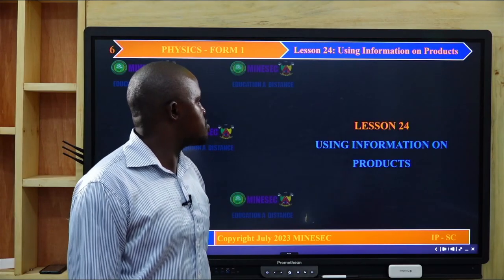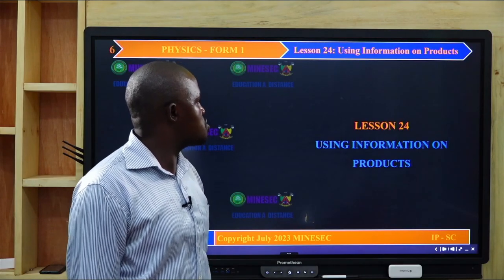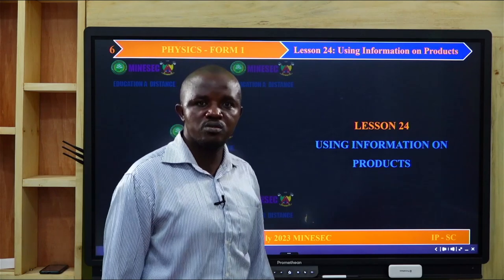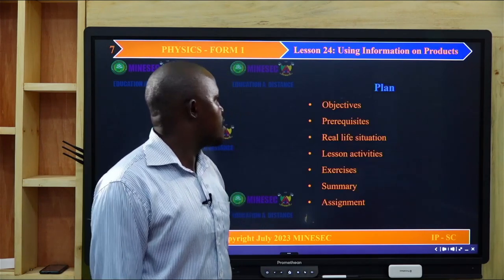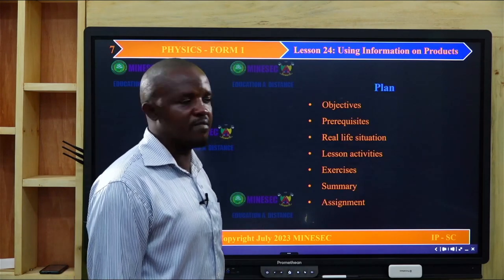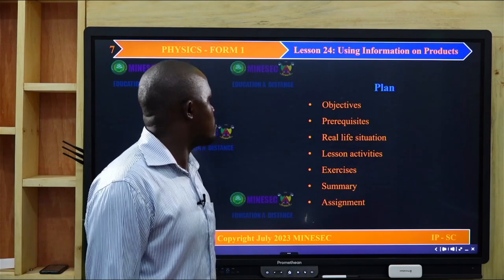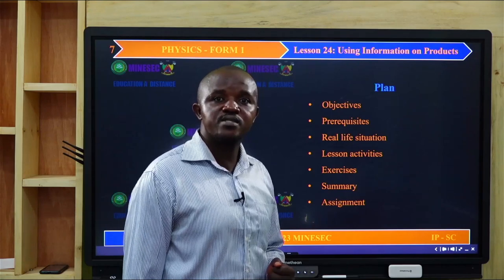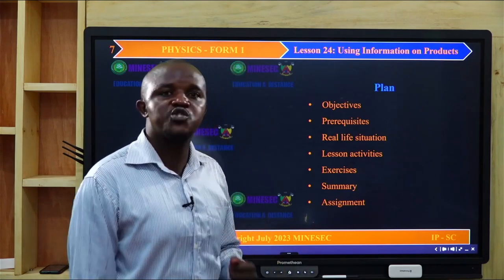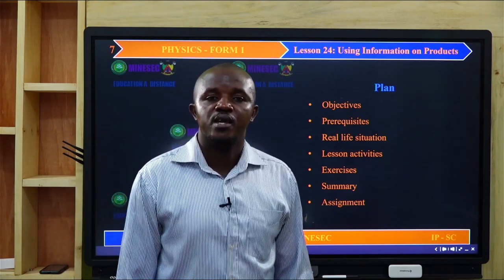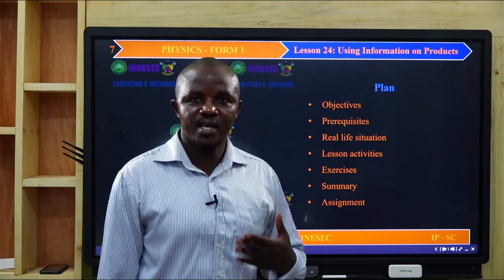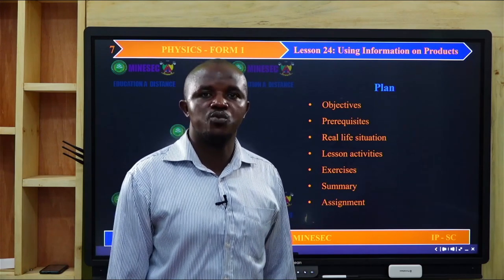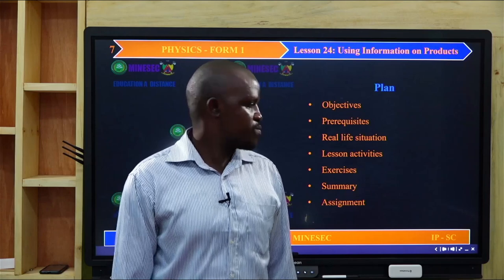Our main focus today is on lesson 24, which is using information on products. And we're going to progress with a plan for our lesson. We have objectives, prerequisites, real life situation, lesson activities, exercises. After the exercises, we have a summary of the lesson. And in the end, you are going to take home some assignments to test your understanding of the concepts we are learning in this session.